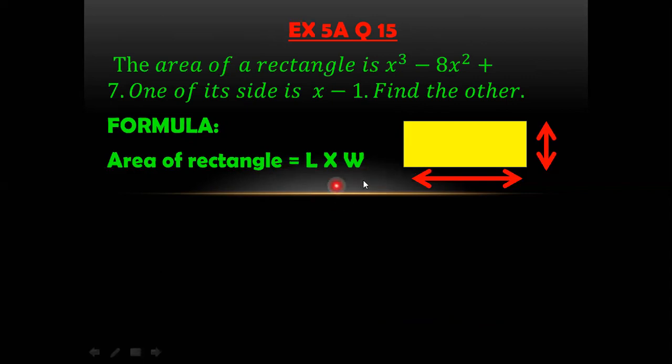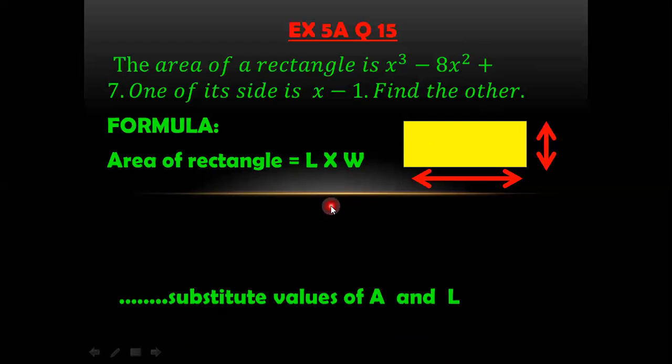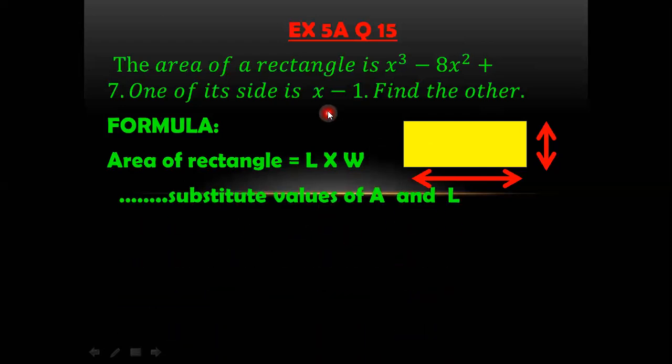So length into width will be the very same as width into length. अगर मैं इसी को width into length लिख दूं तो भी कोई फर्क नहीं पड़ता. इसी को length into width लिखा हुआ है तो भी वही है जो width into length के equal है. So will be substituting this value as length, right, and the area is given to me. Now I have substituted the values.